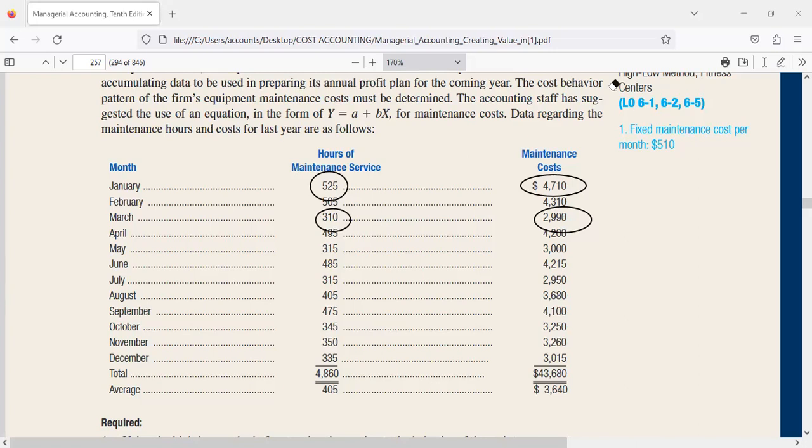So what can we do now? We can compute the variable cost per unit. In this case, it will be the variable cost per maintenance service hour. How do we compute this?